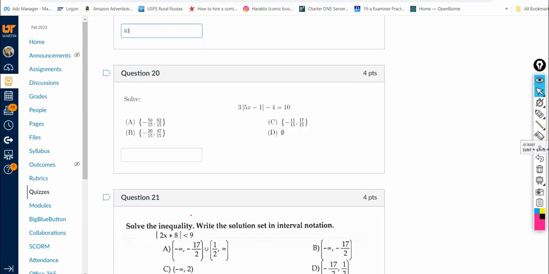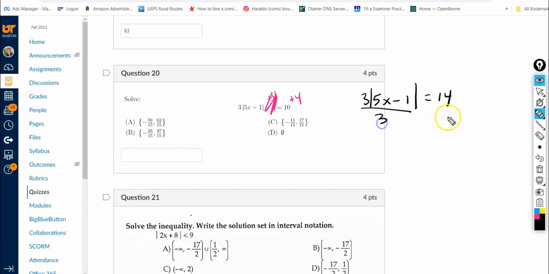Okay. I have to do a bit of fixing up first. I need to add 4 to both sides. And we will have 3 times that is equal to 10 plus 4 is 14. Then divide both sides by 3. And so I'm going to have that.